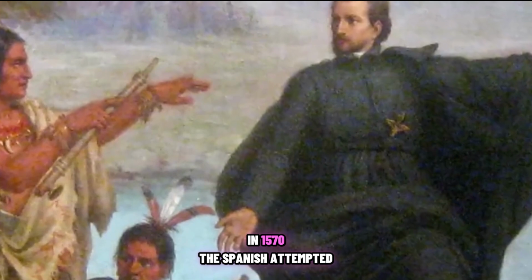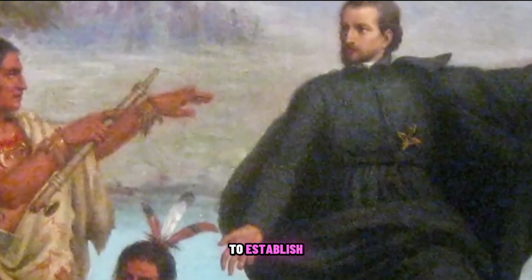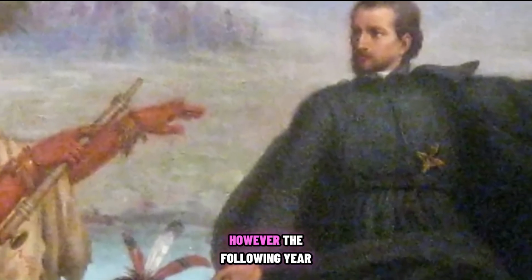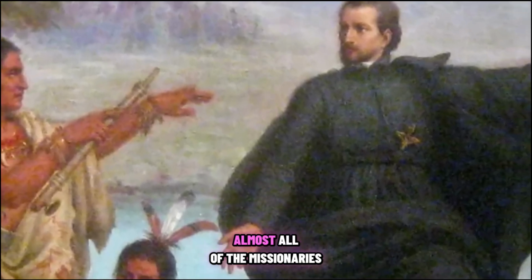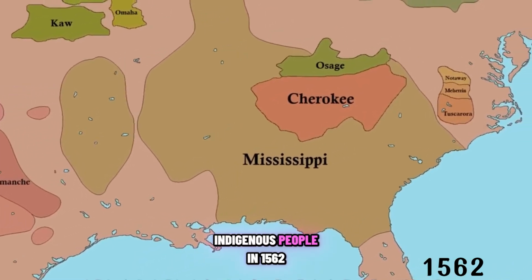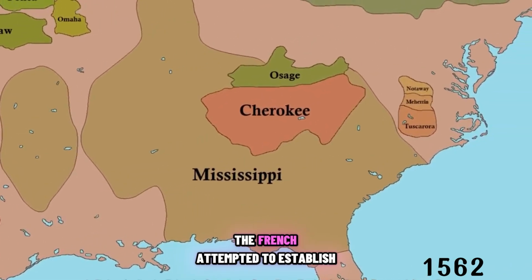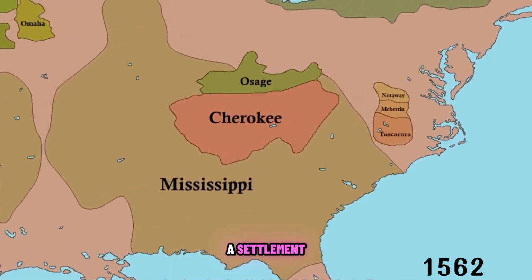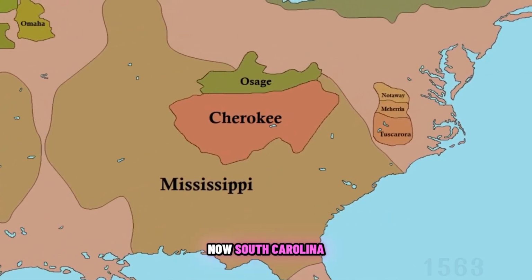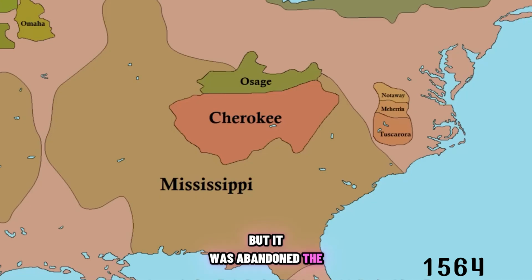In 1570, the Spanish attempted to establish a Jesuit mission on the coast of what is now Virginia. However, the following year, almost all of the missionaries were killed by the local indigenous people. In 1562, the French attempted to establish a settlement called Charlesfort on the coast of what is now South Carolina. But it was abandoned the following year.